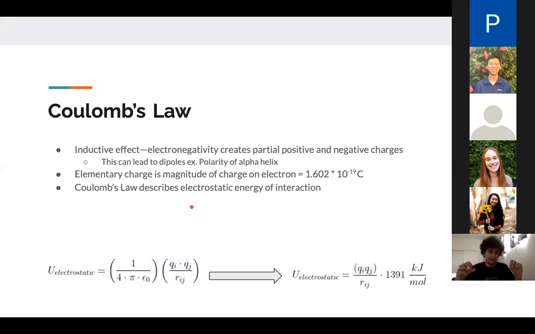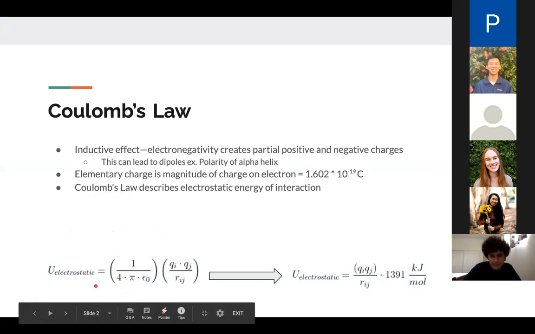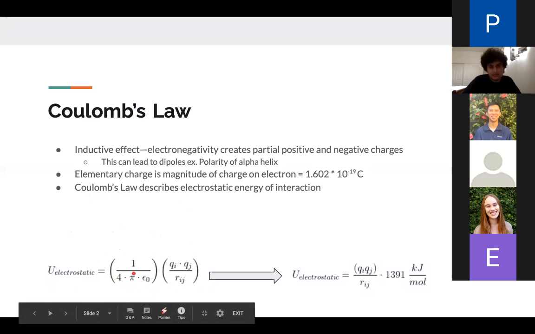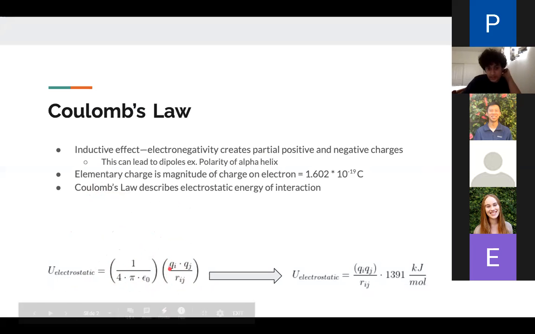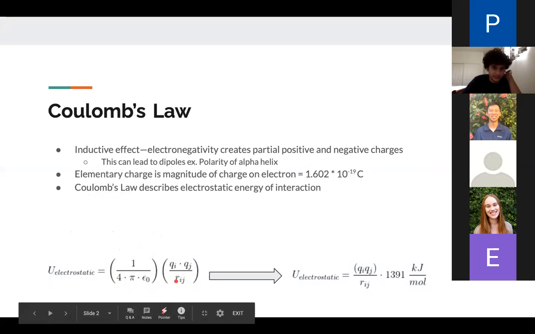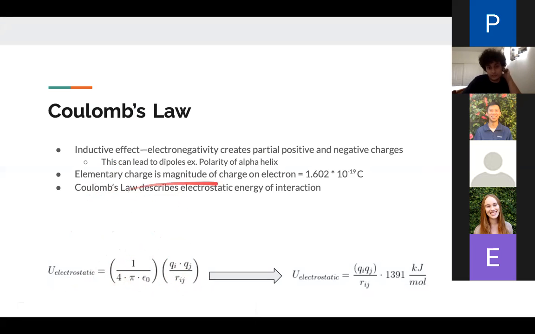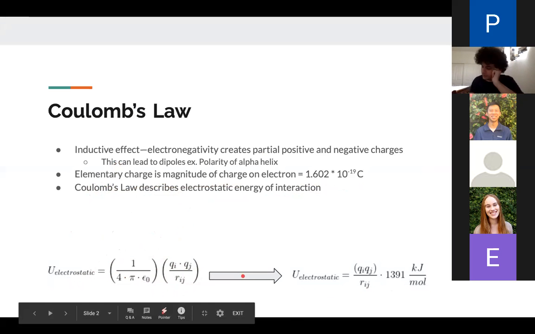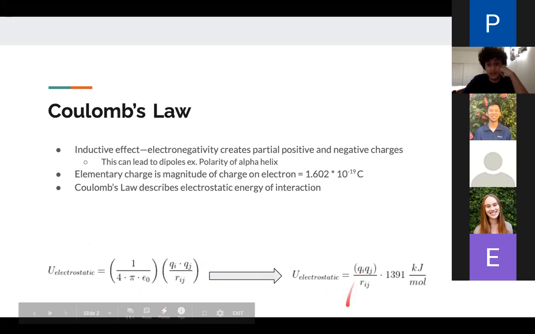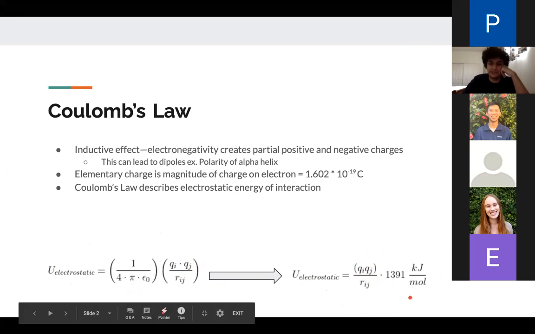Now let's talk about Coulomb's law, which describes the electrostatic energy of an interaction. If you had two charged molecules, how can we quantify the energy between them? This may be the form you're familiar with from physics, but rather than plugging in the actual magnitude in coulombs and distance in meters, we like to use elementary charge, which is defined here, just the charge of an electron. And we like to use angstroms. If you go to page 276 in your textbook, you can look at the derivation, but basically we'll take this equation and we'll get this equation where the charge is up here, you'll plug in elementary charges, you'll plug in your distance in angstroms, and you'll get an answer in kilojoules per mole.